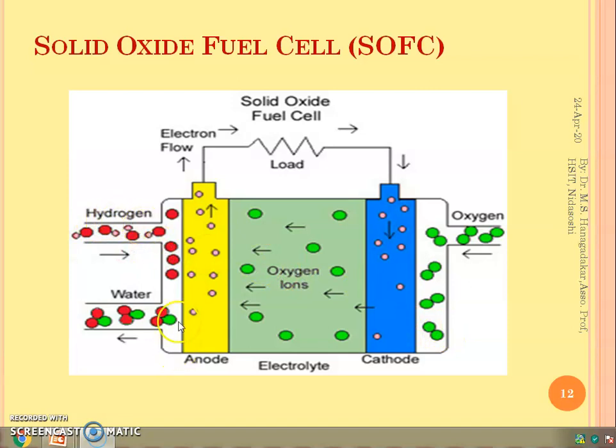In this fuel cell, hydrogen gas is passed into the anode compartment. As a result of the redox reaction, water is formed, that is, water is drained from the anode compartment. At the cathode compartment, we supply oxygen gas for the reduction process. In between the two electrodes, you can see the solid electrolyte, which is oxide in nature, where oxide ions move towards the anodic compartment.